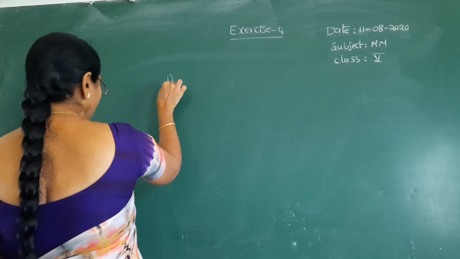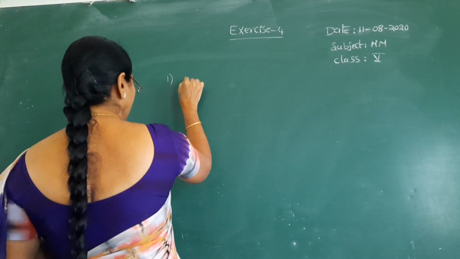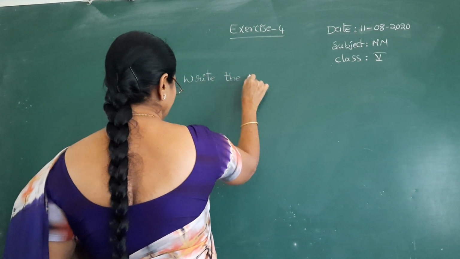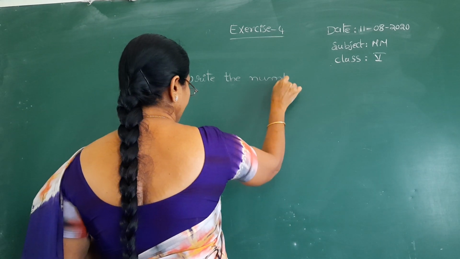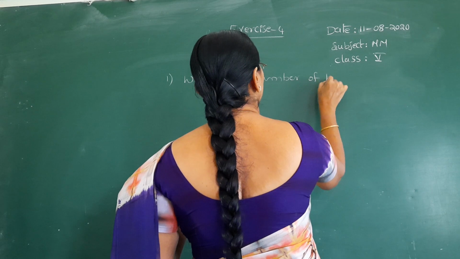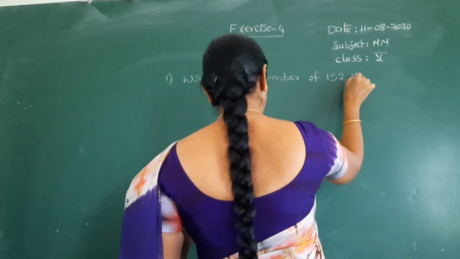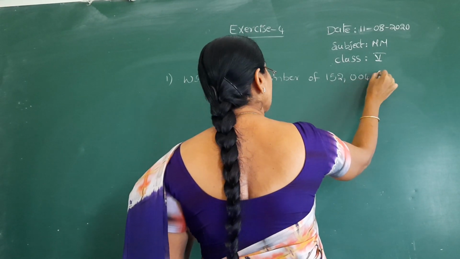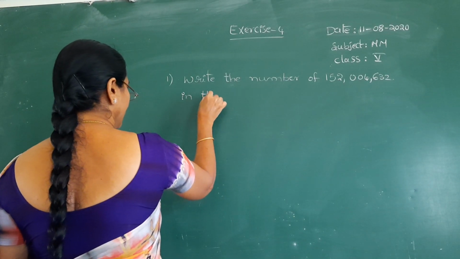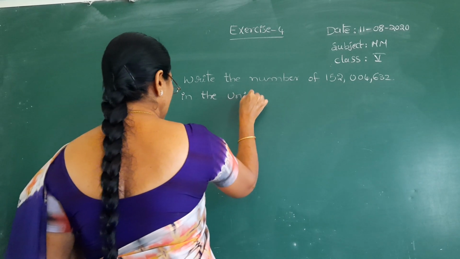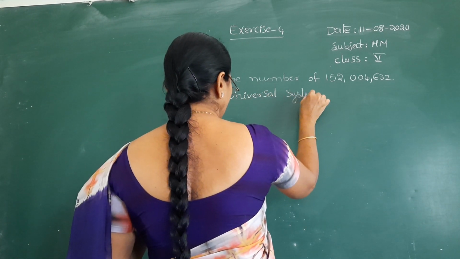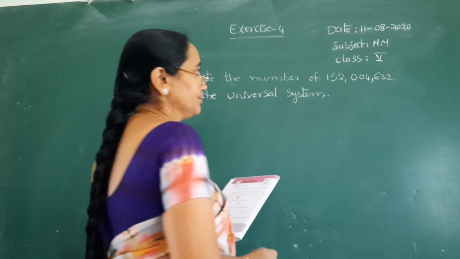See the first problem. Write the number name of 152,004,632 in the universal system. In the universal system. You already know the difference between the Indian system and the universal system.